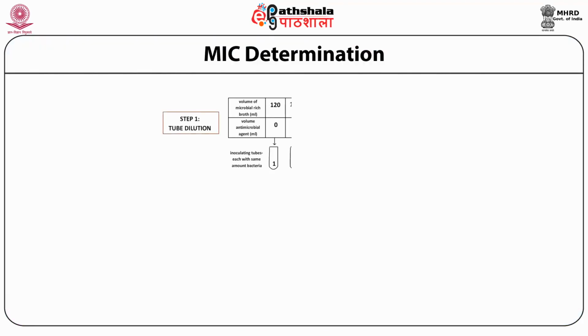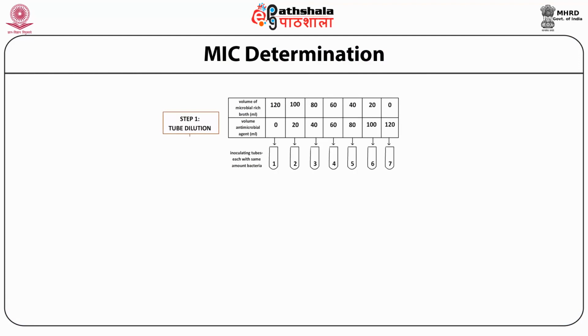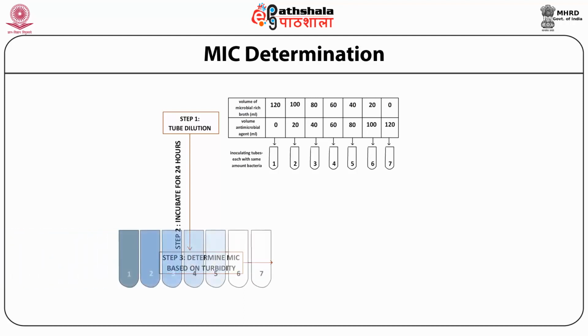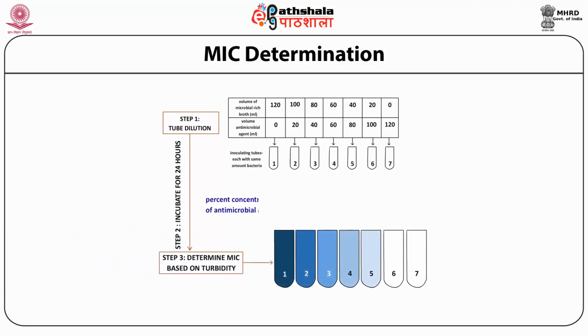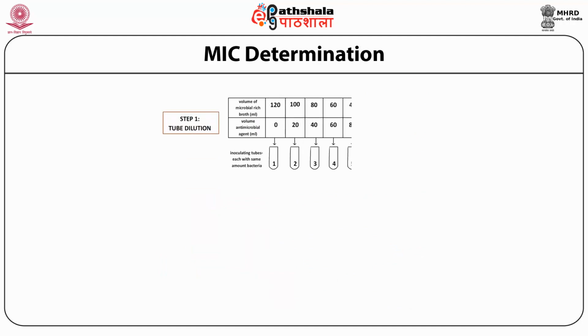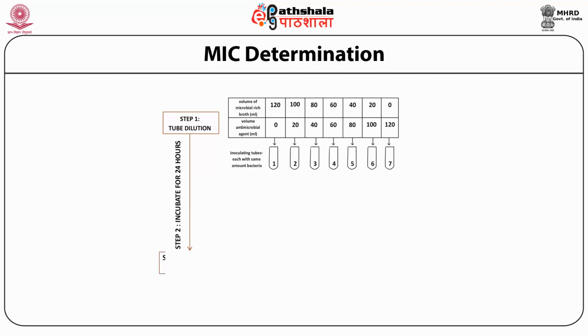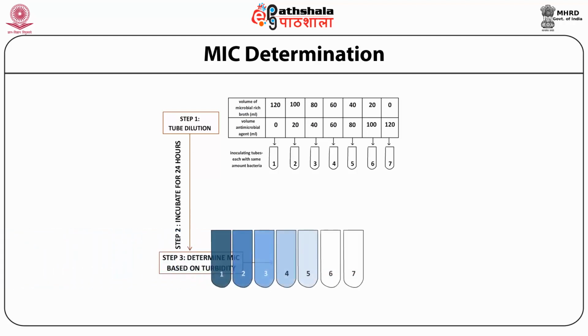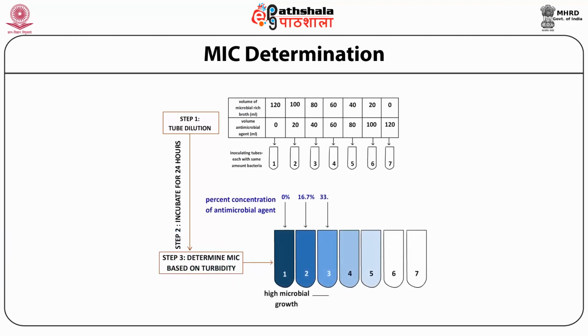MIC determination by liquid dilution method. Step 1, tube dilutions are made. That means antimicrobial agents of different concentrations and the microbial broth are maintained to make the dilutions. Step 2, the cultures are incubated for 24 hours at 37 degrees centigrade. In step 3, the MIC is determined based on the turbidity.